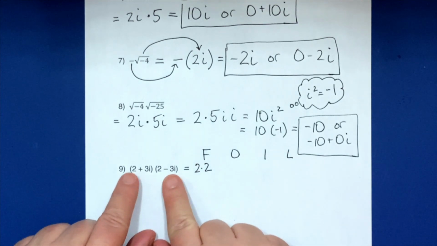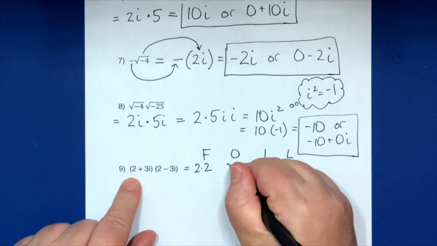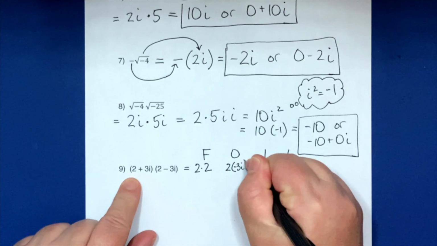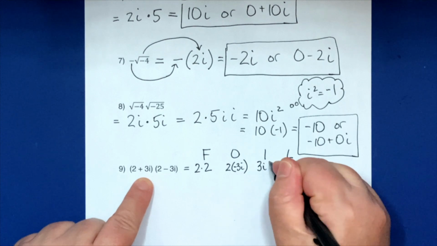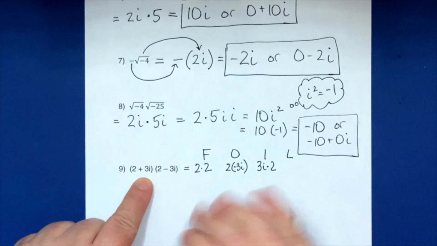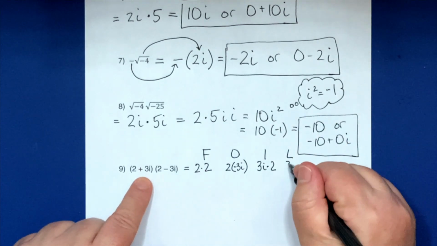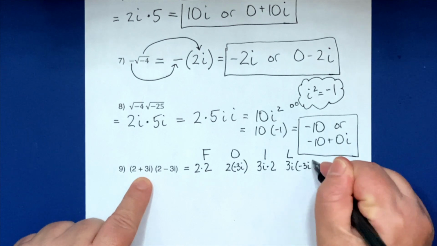Outer, okay, that's going to be these guys. That's going to be 2 times a negative 3i. Inner, 3i times 2. And last, 3i times a negative 3i.